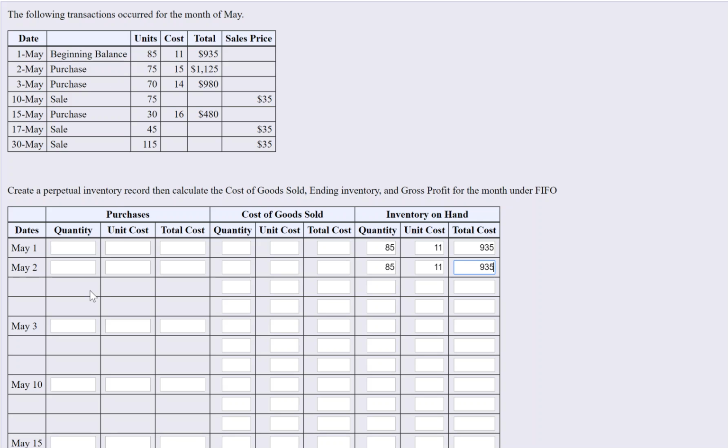And now I'm purchasing 75 more units. This time the cost went up, which happens quite frequently, to $15 per unit. So in my inventory on hand, I not only have 85 units that cost $11, but I also now have 75 units at $15. So I can tell you on May 2nd, this is what I have on hand in my inventory. And we're going to do the exact same thing on May 3rd.